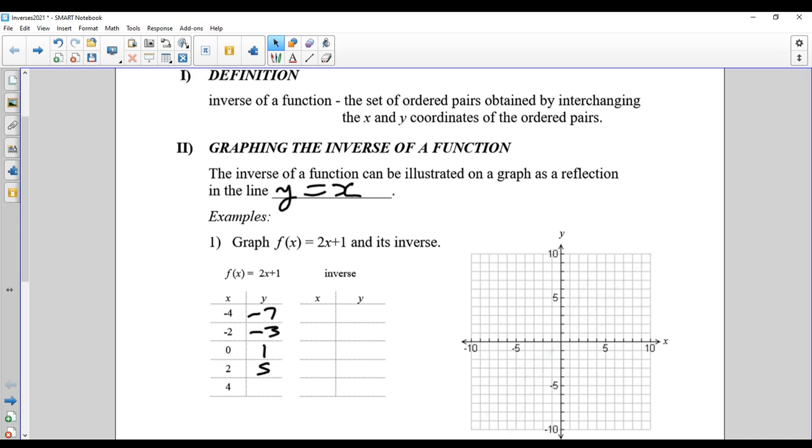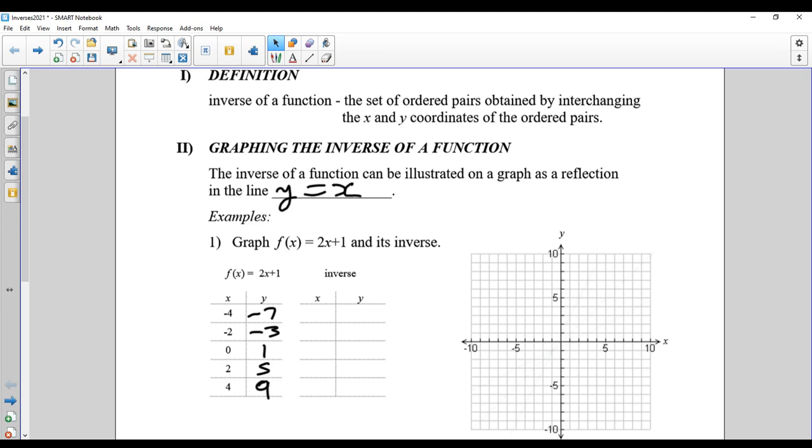I'm going up by 4, if you notice the trend. 4 times 2 is 8, and 1 is 9. So that would be a table of values for a straight line that has a slope of 2 and has a y-intercept of 1. Right? That's typical y equals mx plus b stuff. But what is its inverse?